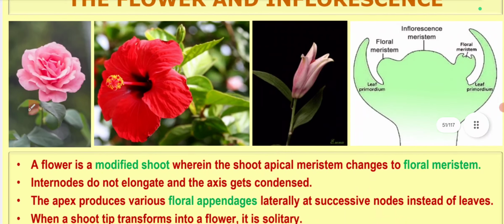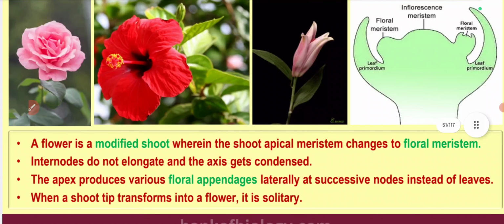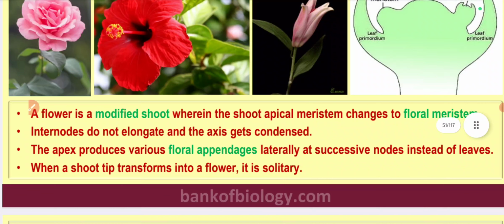The flower and the inflorescence. A flower is a modified shoot wherein the shoot apical meristem changes to floral meristem. It is a modified shoot where the shoot apical meristem converts into floral meristem. Internodes do not elongate and the axis gets condensed.